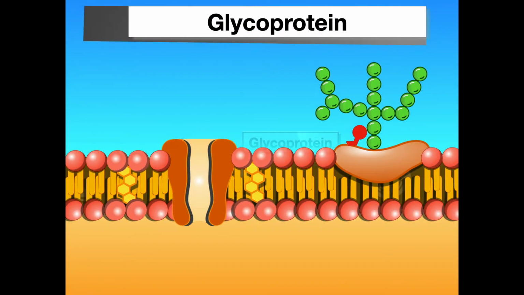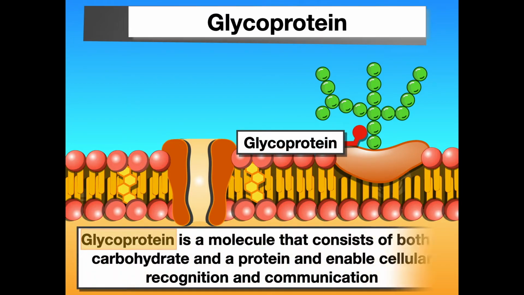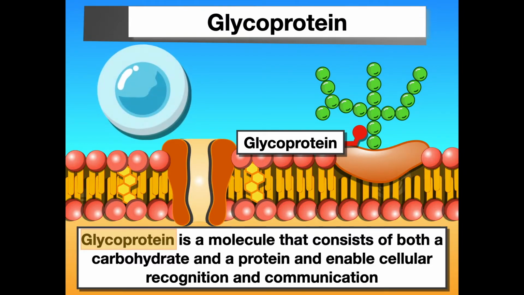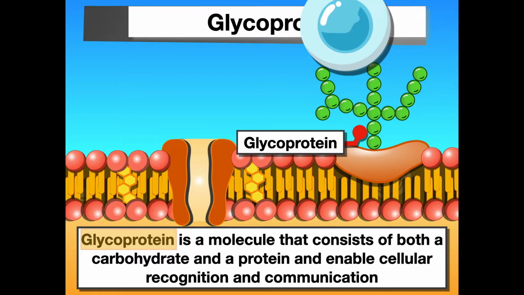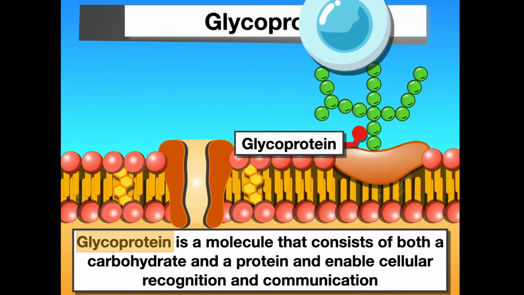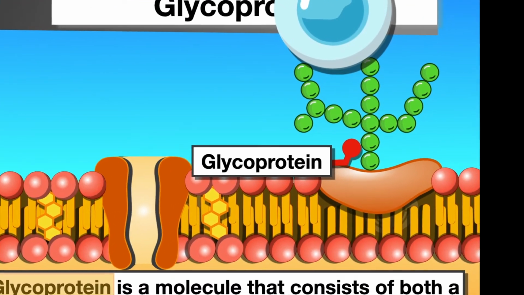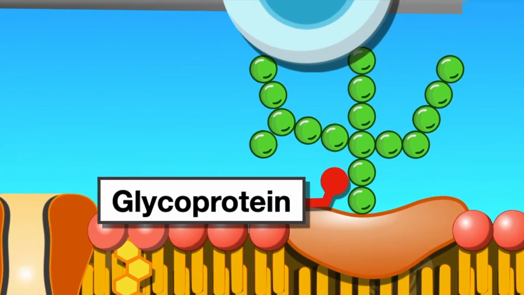Now, the next molecule we're going to look at is a glycoprotein. Glycoproteins are molecules that consist of carbohydrates and a protein, and they enable cellular recognition and communication. Cells need to communicate, and they're going to move along and recognize different cells based on these glycoproteins. They're basically flags, and the molecular shape of those flags is going to tell other cells what type of cell this is and how to communicate with it.